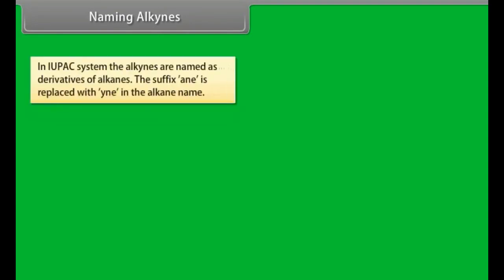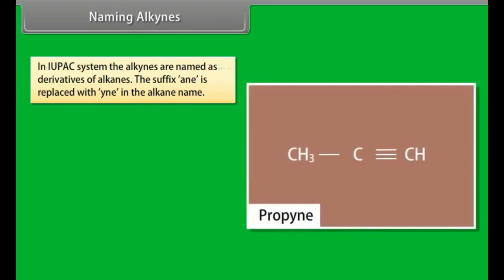Naming alkynes. In the IUPAC system, alkynes are named as derivatives of alkanes. The suffix -ane is replaced with -yne in the alkane name. For example, the given compound has 3 carbon atoms and hence the root name is propane. If the suffix -ane is replaced with -yne, we get the IUPAC name of the compound as propyne.